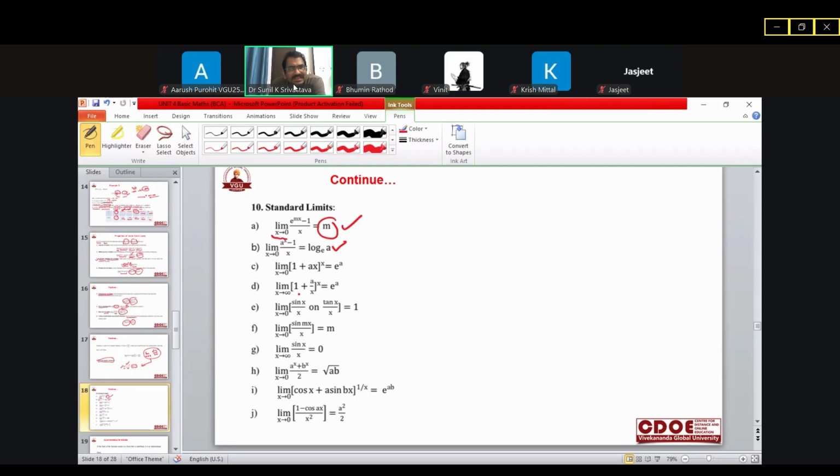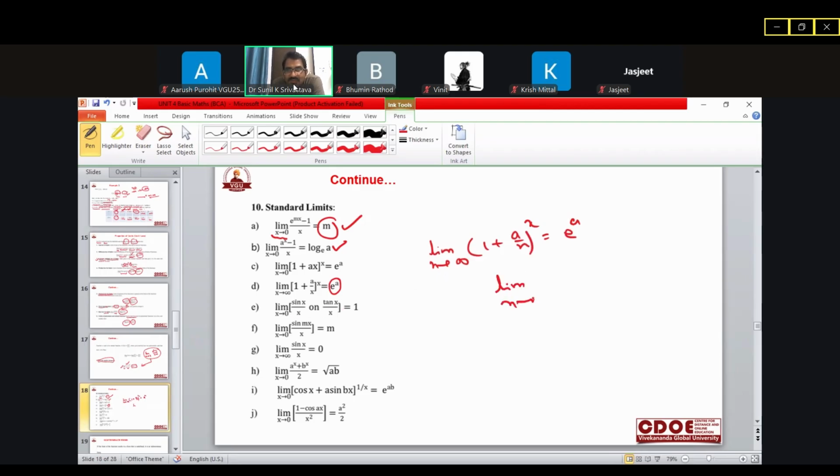Limit of x tends to infinity, (1 + a/x)^x is equal to e^a. It means that the limit of x tends to infinity of (1 + a/x)^x is equal to e^a. So this is the most important formula.